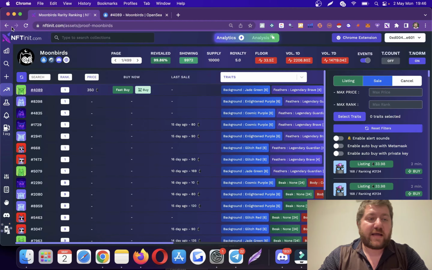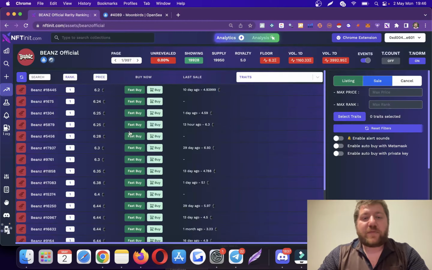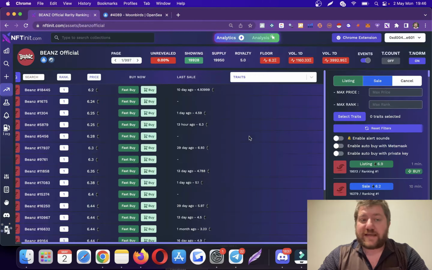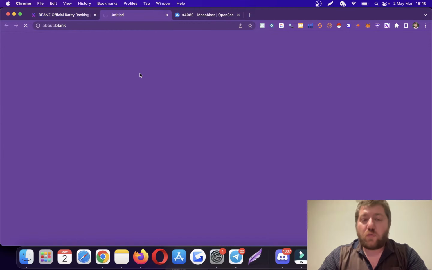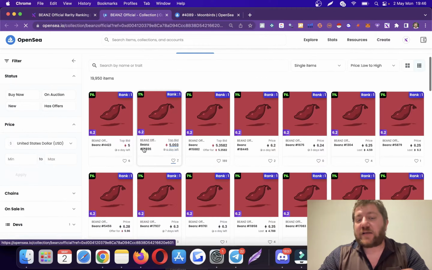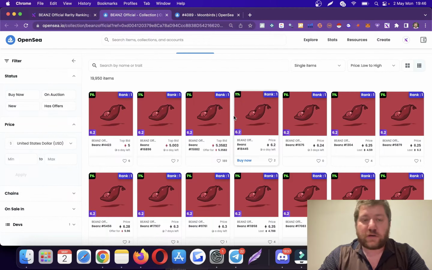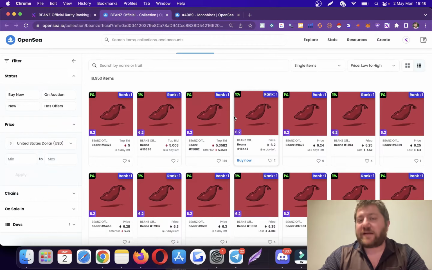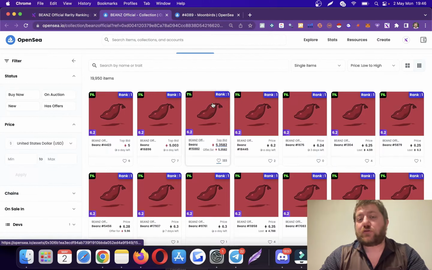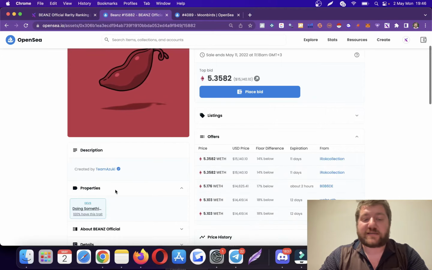However, let's check an unrevealed collection. For instance, let's check Beans Official. In Beans Official, in the system, you don't see any traits, and when you go to OpenSea, you also won't be able to see any traits. Actually, they all have the same thumbnail or placeholder picture. So when it reveals, it is actually going to change, and there is going to be a new picture here which is in line with the properties it will have.